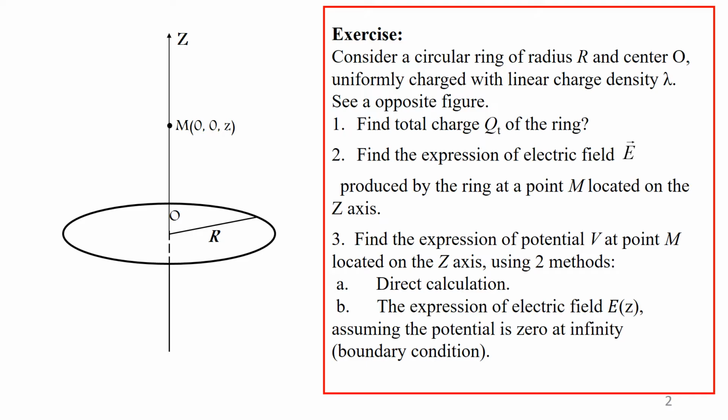Consider a circular ring of radius r and center O uniformly charged with linear charge density lambda. Find total charge Qt of the ring. Find the expression of electric field E produced by the ring at point M located on the z-axis. Find the expression of potential V at the same point using two methods: direct calculation, I mean Coulomb's law, and the expression of electric field found in the second question.